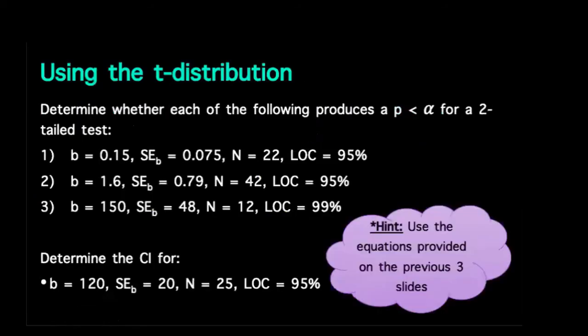So I've given you guys some examples or practice problems to work on. I think it's like 20 minutes of a video that goes through how to do these. And what I did is I ended up changing it so that you're determining significance for 1, 2, 3, 4 problems, and you're also determining the confidence interval for 1, 2, 3, 4 problems, okay? But you're going to use the equations that are provided in the 3 slides previous to this, okay?